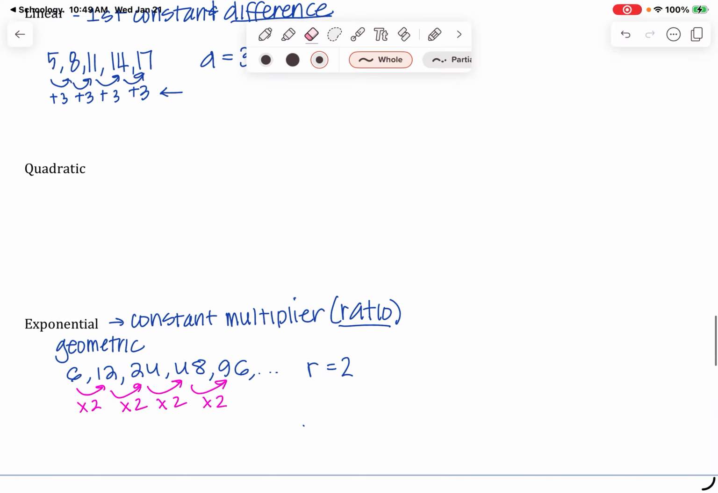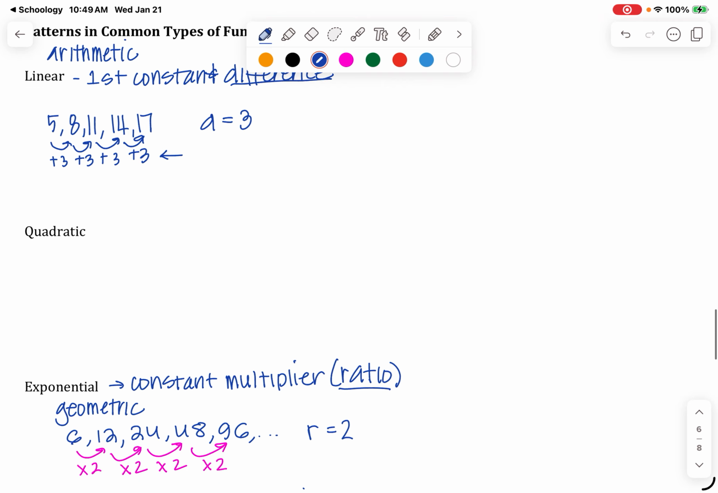That's another lesson, okay? All right, lastly, a quadratic. That's when you have a second difference that is constant. So not the first difference, but the second difference. Then you know it's going to be a quadratic pattern, like 1 squared, 2 squared, 3 squared, 4 squared. That's a quadratic, right? So here, let me give you an example.